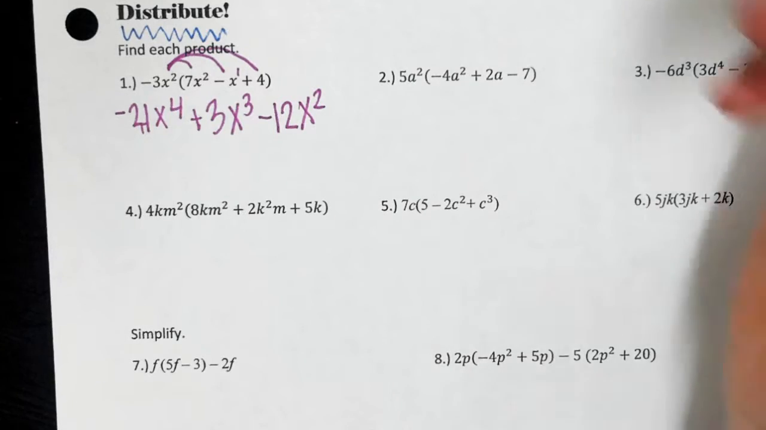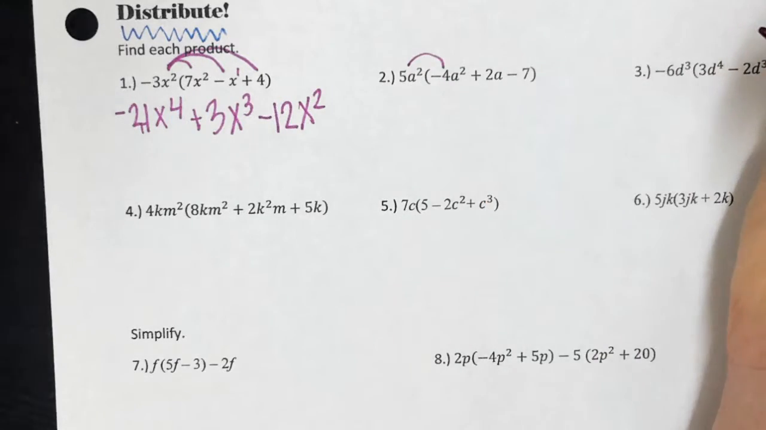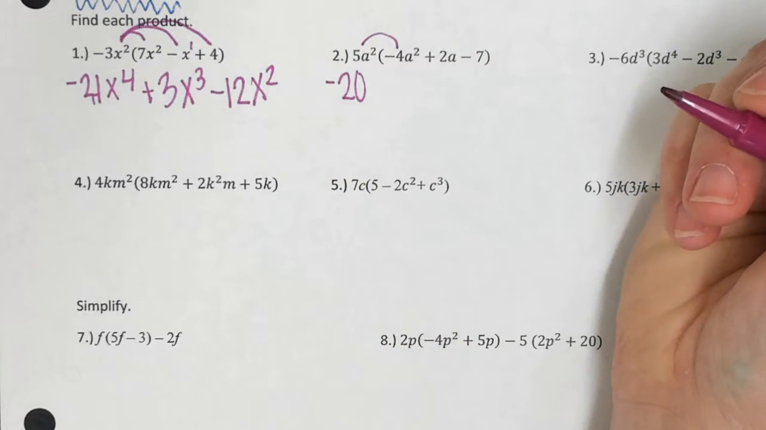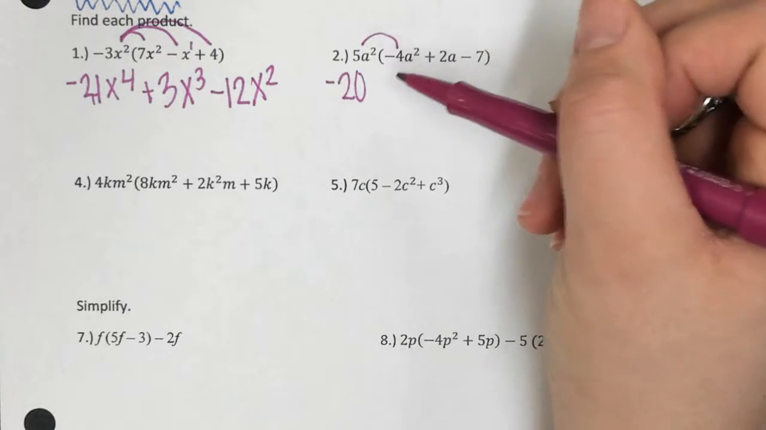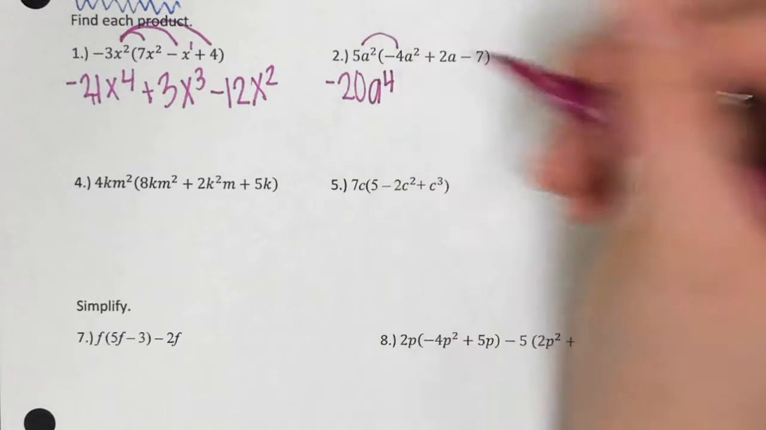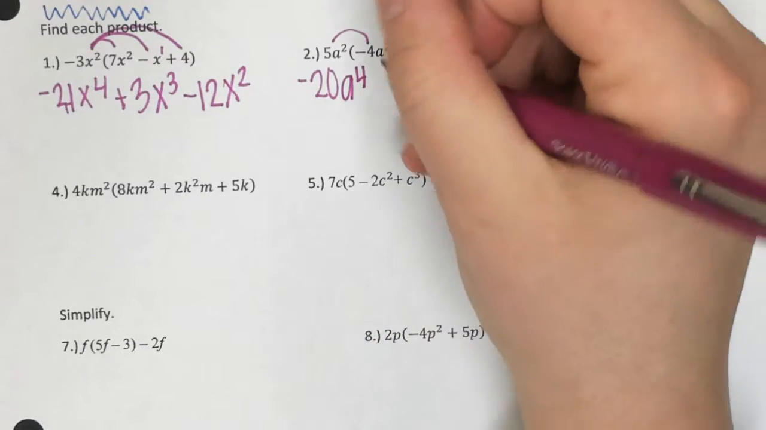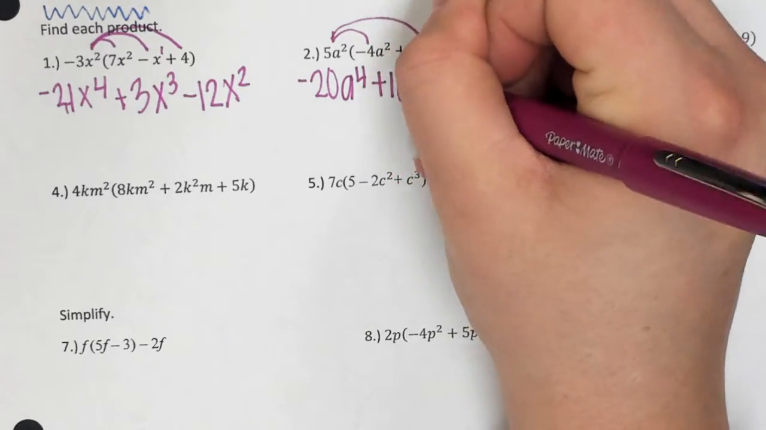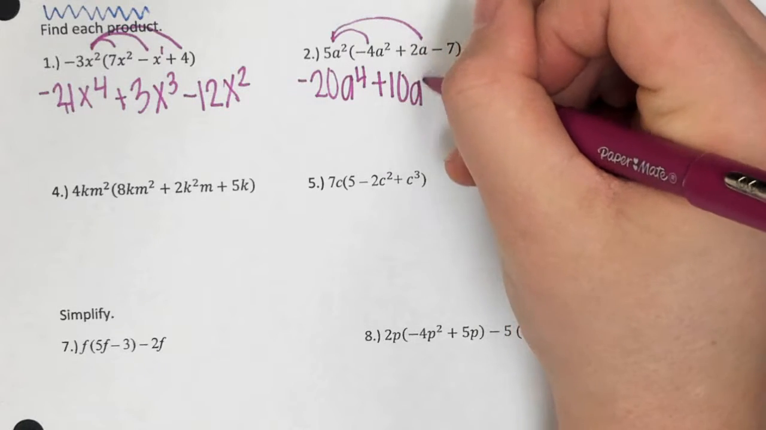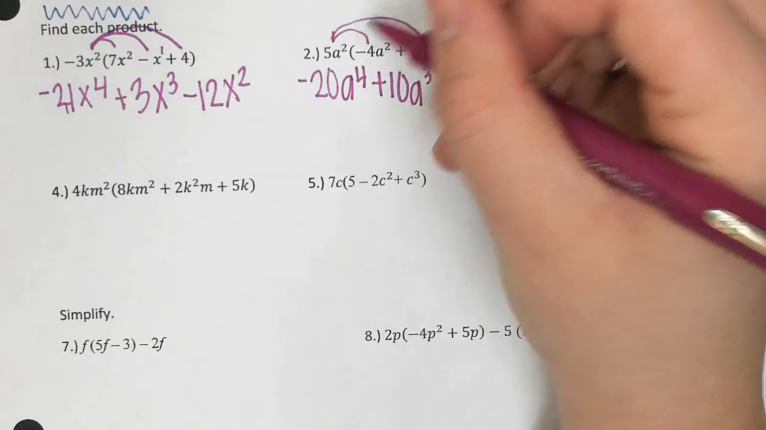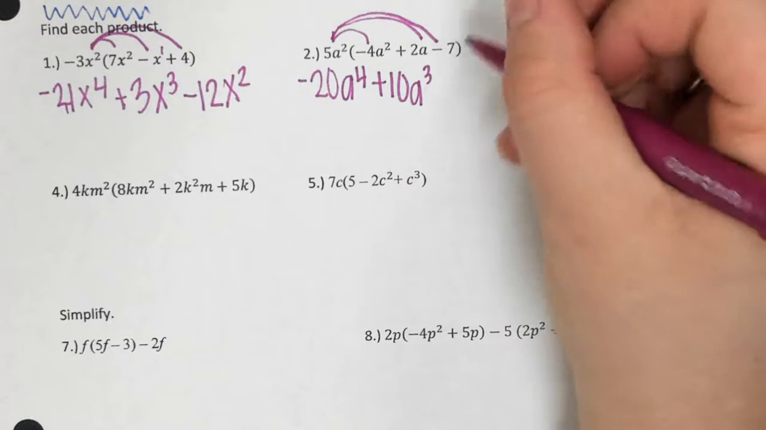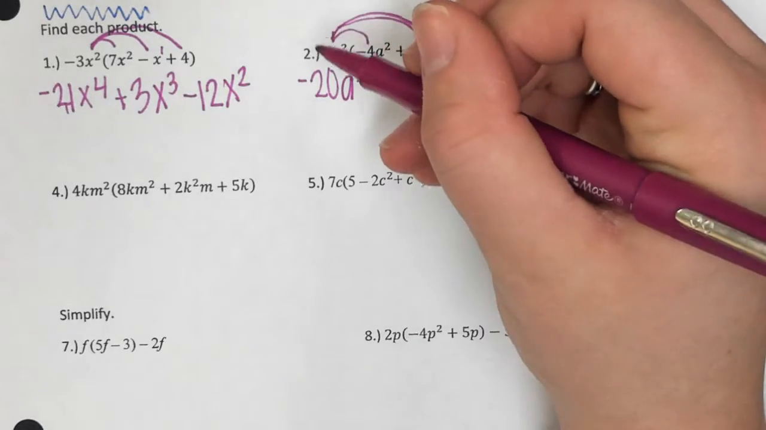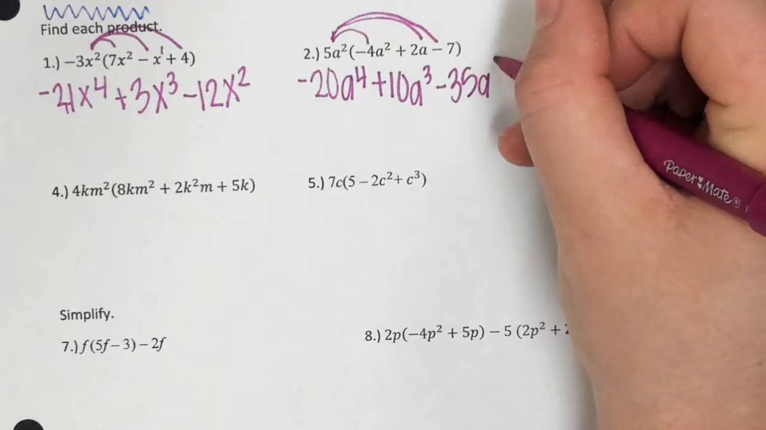Okay, let's try another one. Practice makes perfect. 5 times negative 4 is negative 20. Good. a squared times a squared is a to the 4th. 5 times 2 is 10. a squared times a is a to the 3rd, 2 plus 1. 5 times negative 7. You still want to take your luggage with you. There's no luggage on 7, but you're bringing yours with you. So negative 35a squared.